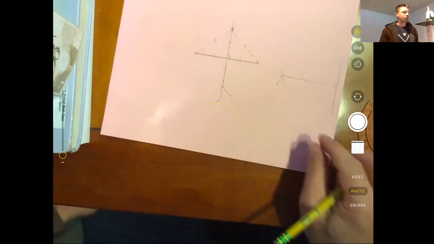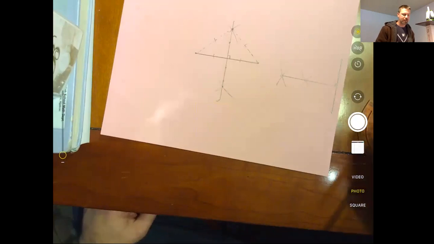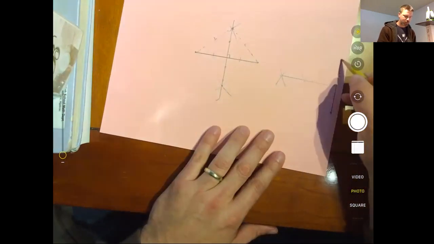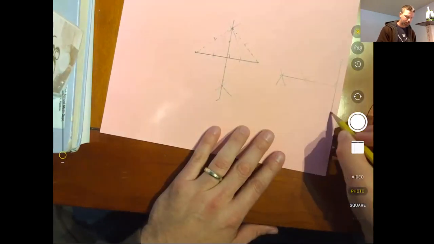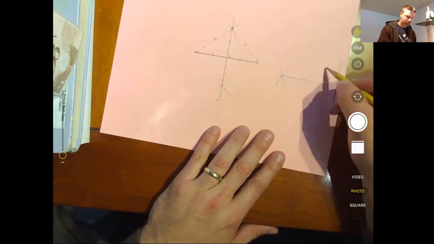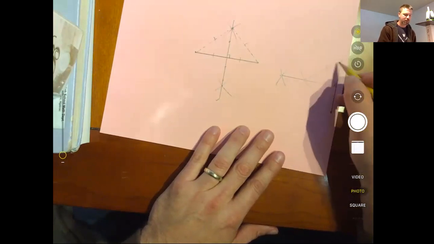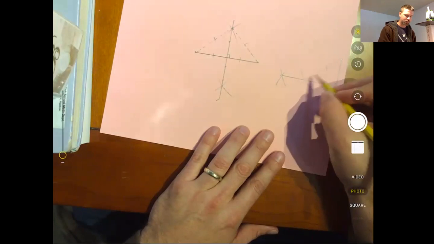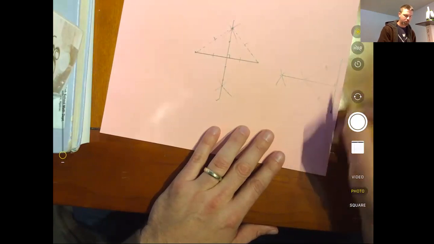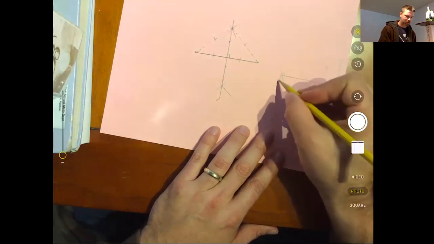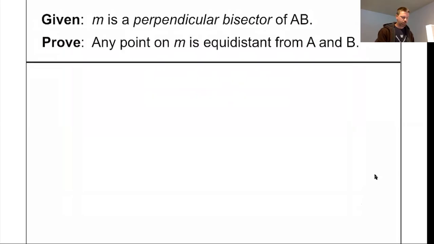All right, so that's going to be one of the big facts for perpendicular bisectors. The distance from an endpoint to a point on the perpendicular bisector is the same from both endpoints. Just like that one and that one, those are going to be the same.